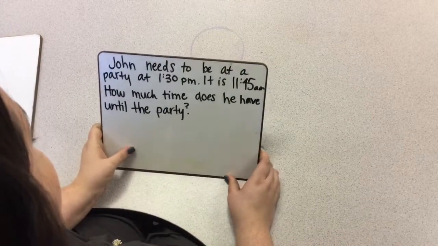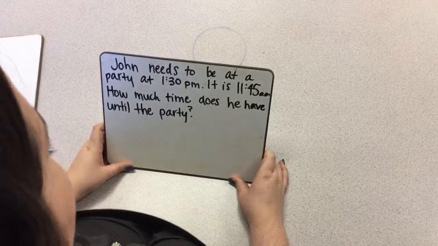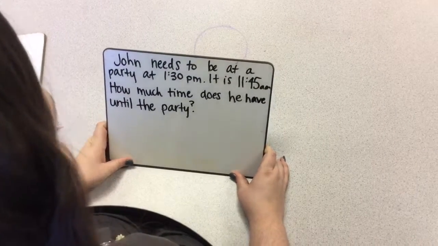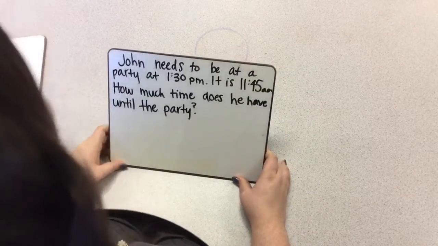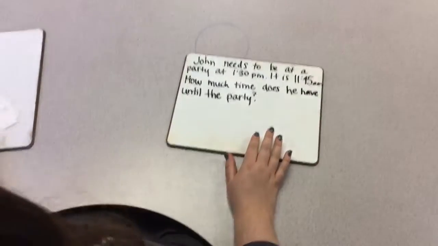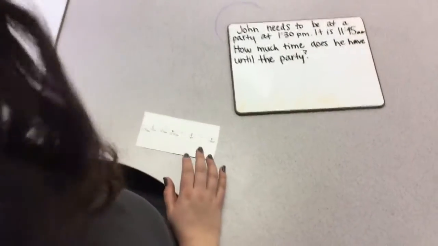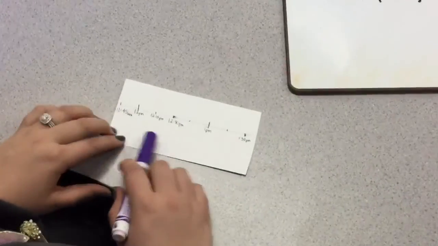So my problem that I wrote is John needs to be at a party at 1:30 p.m. It is 11:45 a.m. How much time does he have until the party? So in order to solve this problem, we're going to use the linear model. And this is my linear model that I created. The linear model is supposed to represent the length of time.